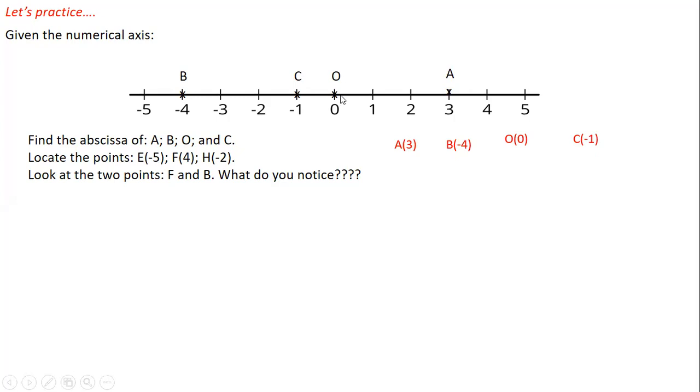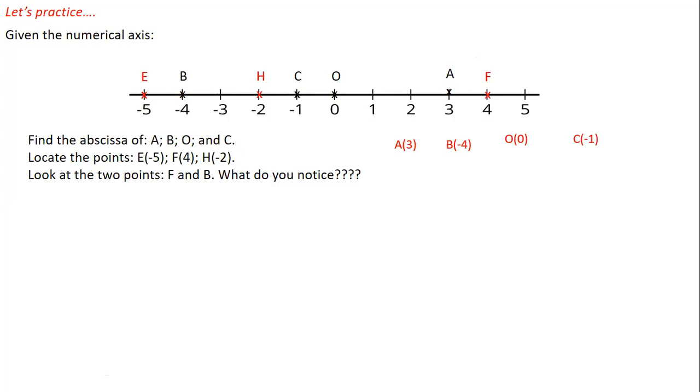-5 is negative, so we go to the left of 0 on the -5 and we locate E. F is located on 4, which is positive. We go to the right side on the 4, we locate F. H has -2. On the negative side to the left, we locate a -2, which is H.